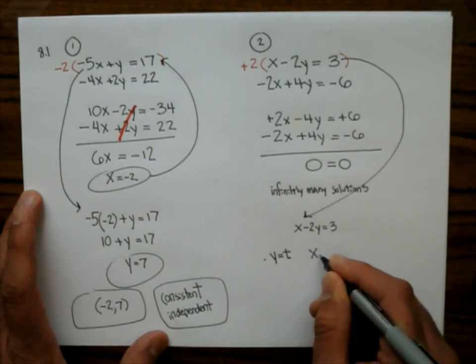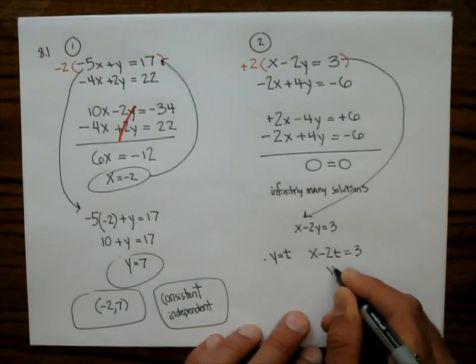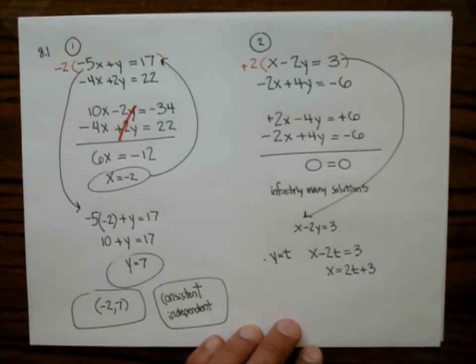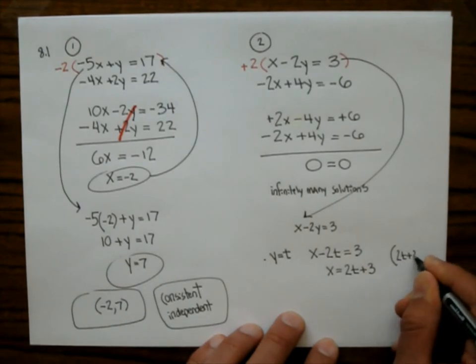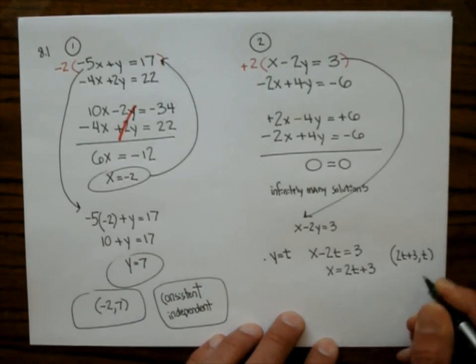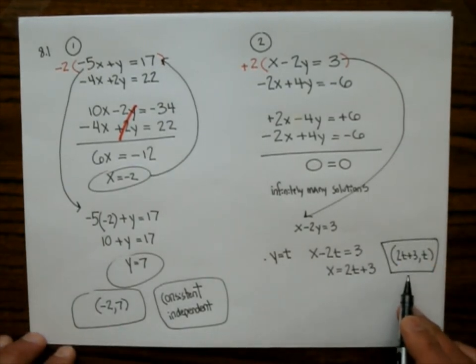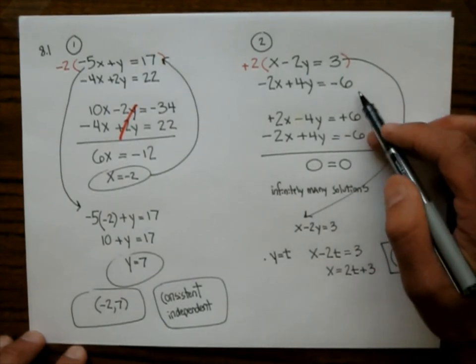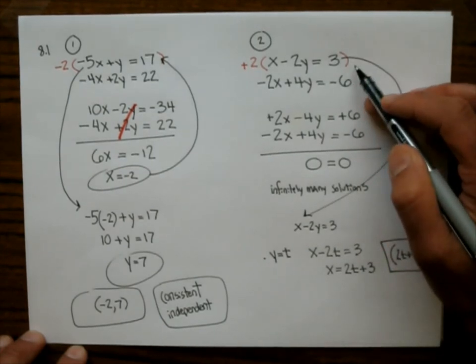So now the equation says x minus 2t equals 3. X equals 2t plus 3. So that would make the ordered pair look like this: 2t plus 3, comma, t. And this answer right here picks up infinitely many solutions, because if t is 0, then 3, comma, 0 lies on both of those lines, which is really the same line. And if you let t equal 1, then you have 5, comma, 1 lies on these as well.